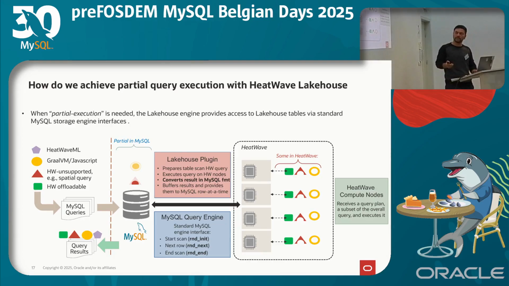So how does it work, or how do we achieve it? Since we are a storage engine, we extended the standard MySQL engine interfaces, basically starting a scan, getting the next row, and ending the scan. But before doing this, we take the queries and analyze them in the optimizer phase. Okay, this is a candidate for partial execution. These parts can be executed there, and then we send them to HeatWave. For the resulting rows, we set up a hybrid execution where we get data from HeatWave, and then the rest of the execution continues in MySQL.